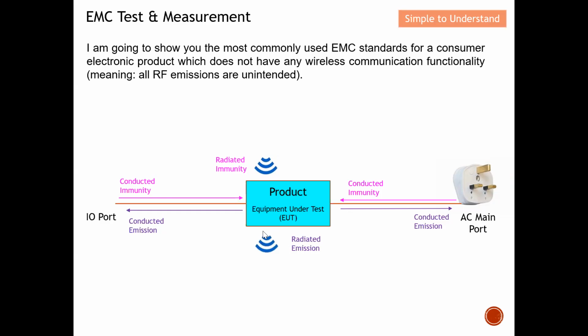Next will be radiated emission. As I mentioned earlier, any electronic product is capable of emission. Over here, you can see that this is emission through the cable. But over here, you can see that they radiate the emission through the air. So it's slightly different. This is through the air, while this is through the cable. Therefore, this part here we call radiated emission.